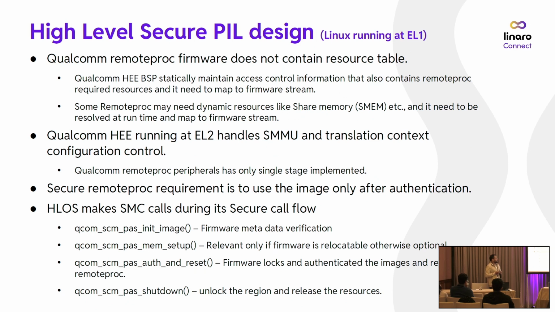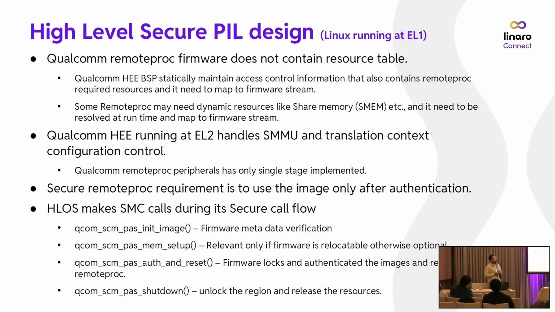Then there is an auth and reset call where the entire memory region of the remote, which is the carveout where the firmware is loaded, will be locked. Subsequently, when you call a start or shutdown, the shutdown call is the respective stop of the remote processor and it unlocks the remote region. What happens with the lock and unlock is that if any memory region is accessed by EL1, an XPU violation will happen.